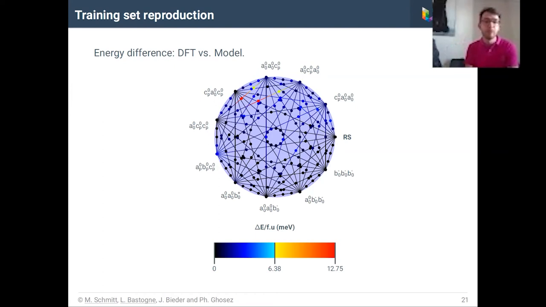And you have two branches here, which are not well reproduced because they are very far in energy from our reference structure, and the anharmonicities are quite large, and it's hard to reproduce these structures.